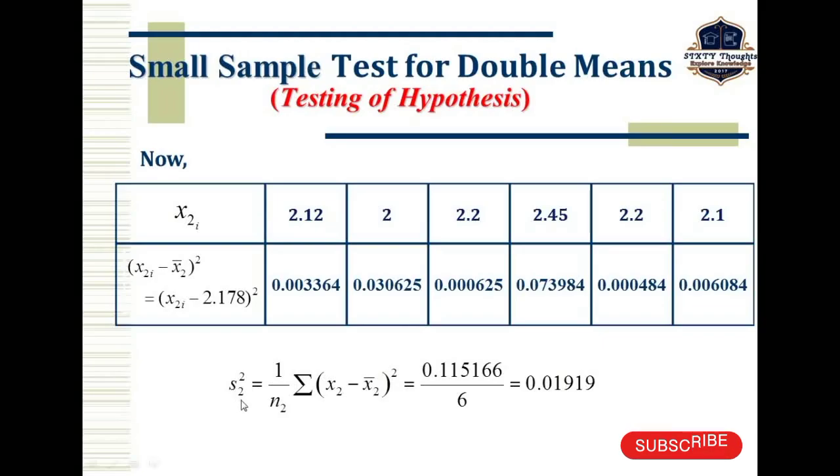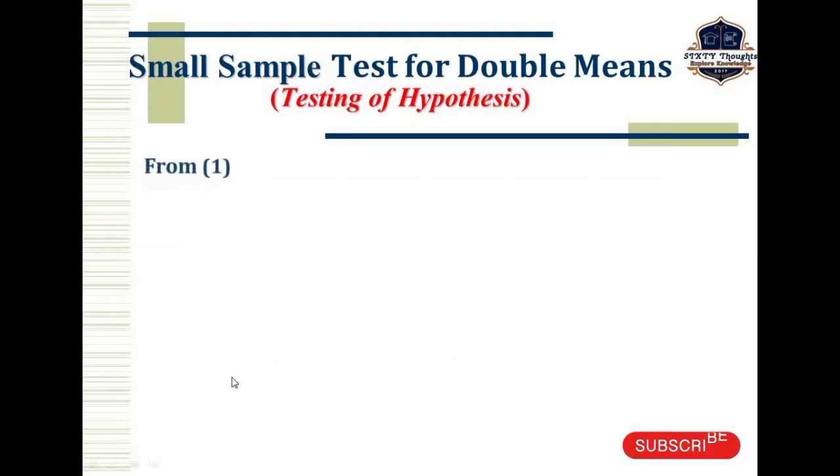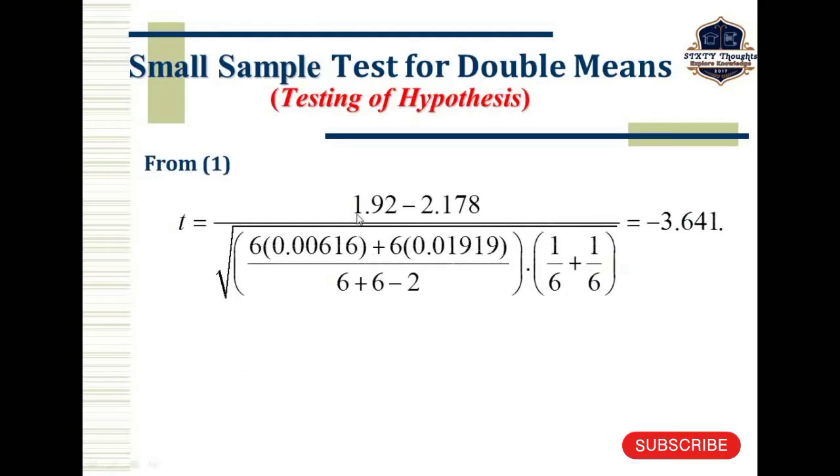So substitute s1 square, s2 square, x1 bar and x2 bar in equation number 1. From 1, t equals x1 bar 1.92 minus x2 bar 2.178, divided by the square root of (n1 s1 square plus n2 s2 square) by (n1 plus n2 minus 2) times (1 by n1 plus 1 by n2), with n1 and n2 both 6. Simplifying using the calculator, we get minus 3.41. Here we take the modulus, which always gives a positive value. So modulus of t equals 3.41.